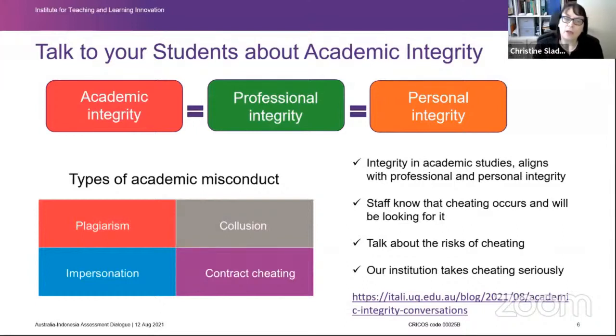So, for example, you might use this at the beginning of the course, or just before the first assessment comes into play. We have a talk around the types of misconduct and what this might do for them in their studies. So we also tell them that the staff know that cheating occurs and we will be looking for it. A little bit around the risks.